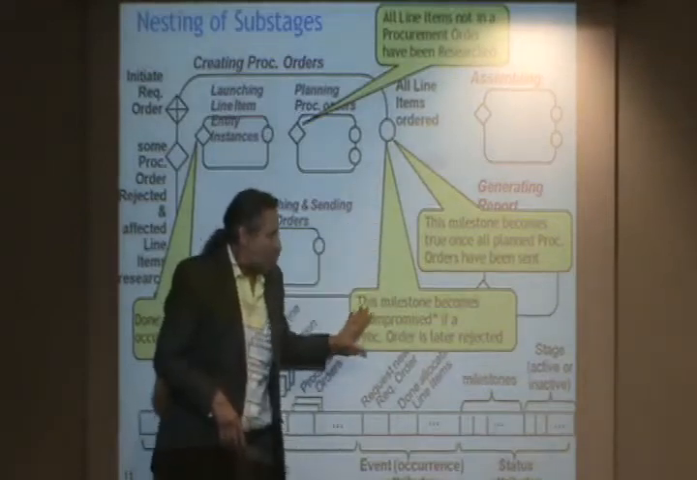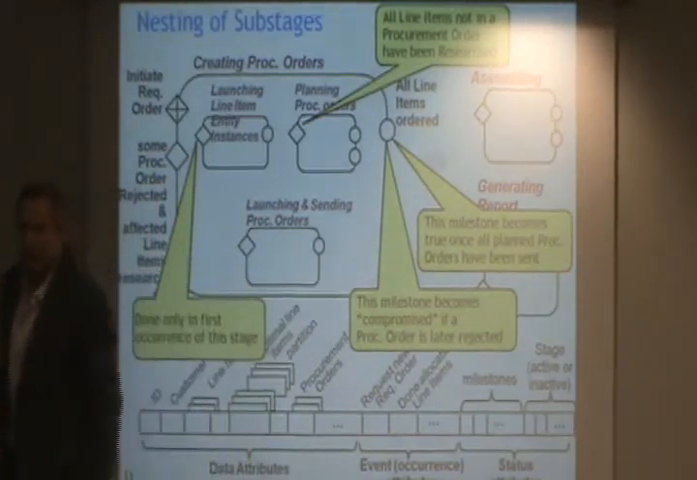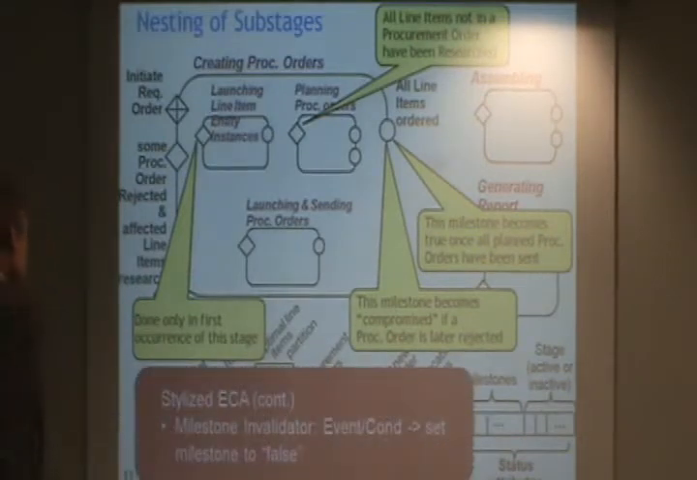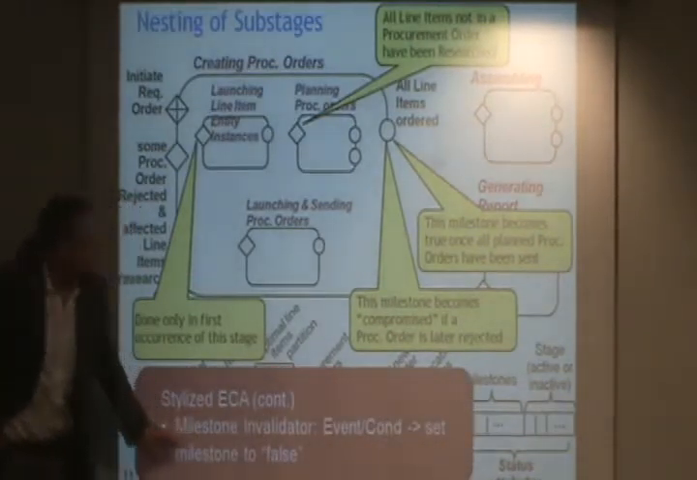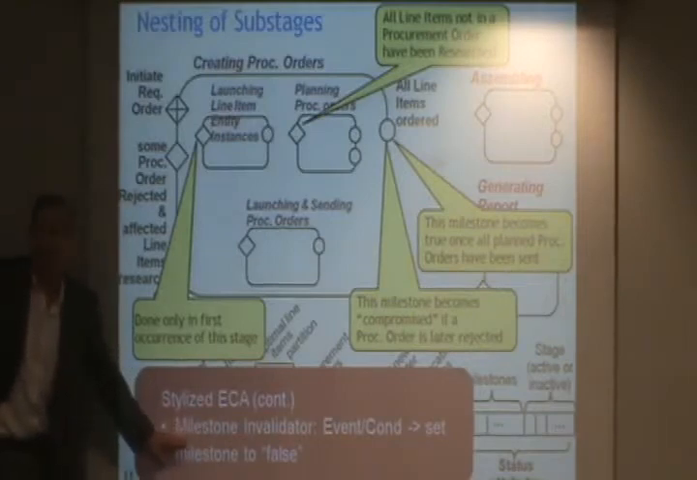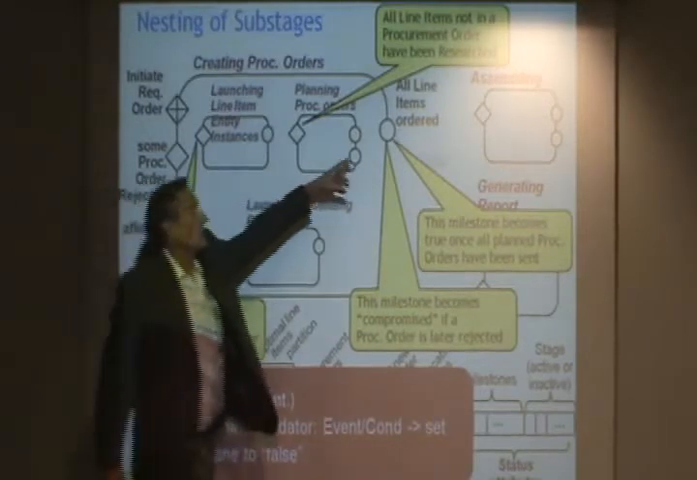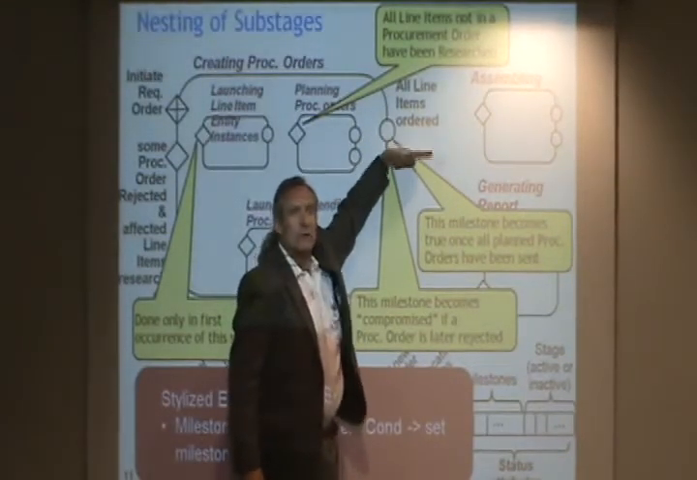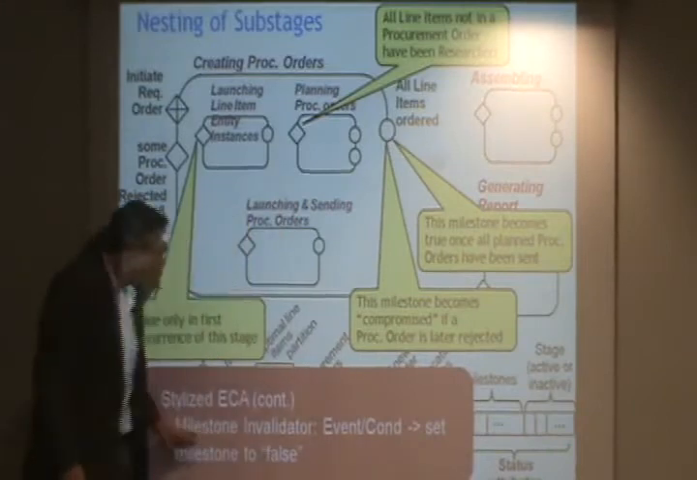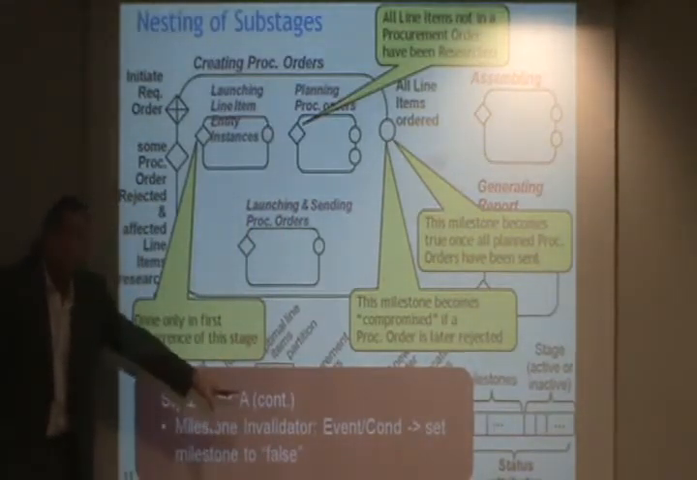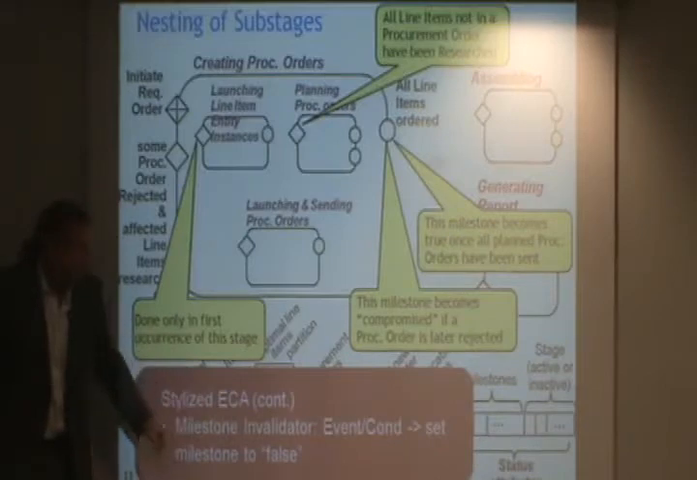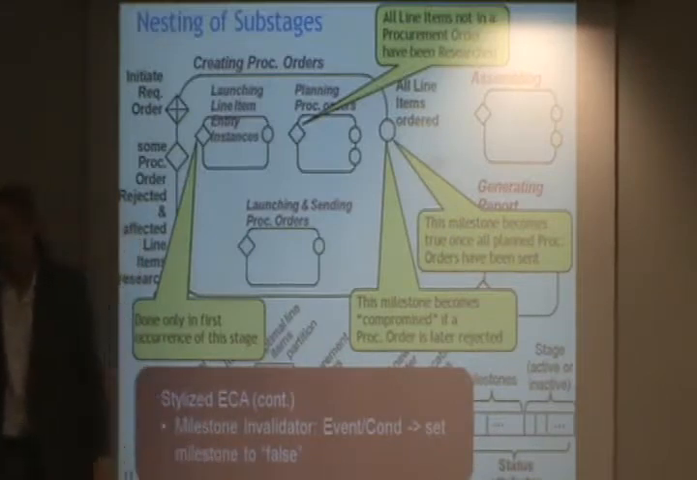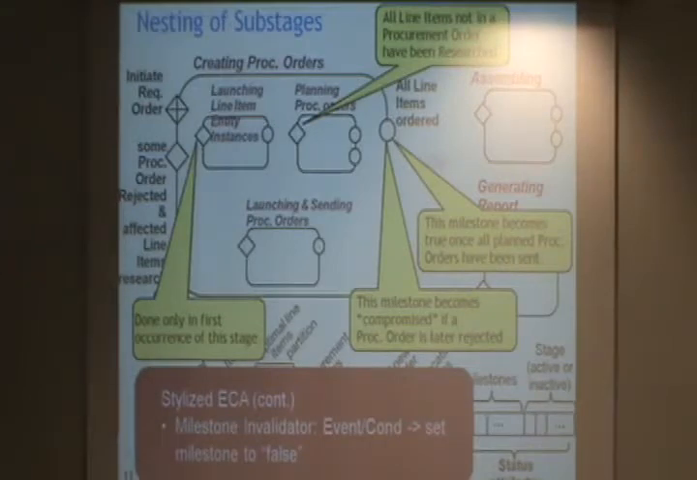In the model, we have this notion of compromising the line items. It's compromising the milestone. So this gives us another element in the model, the milestone invalidator. With every milestone, you can talk about what are the ways it goes true, and what are the ways that it can be compromised, or invalidated. Basically it's an event and/or condition, and what it does is it sets the milestone attribute to false.